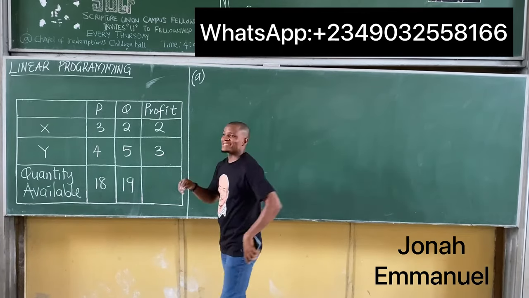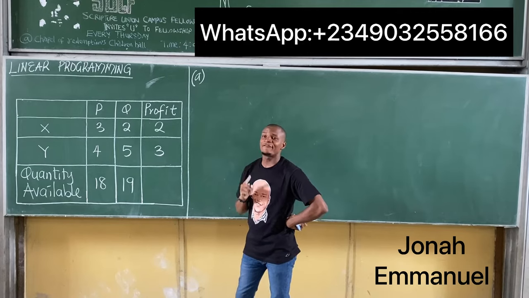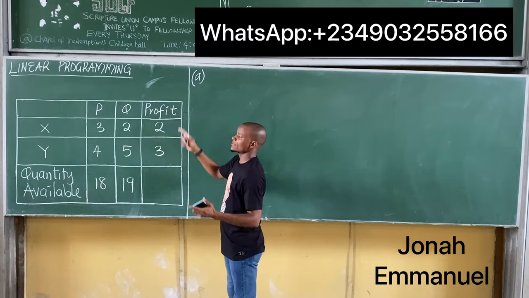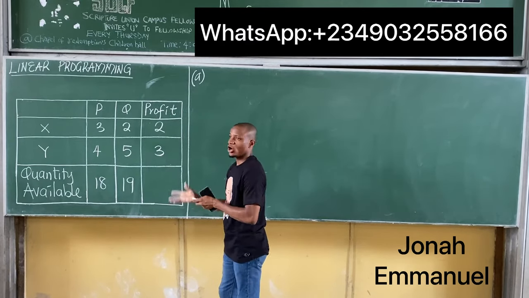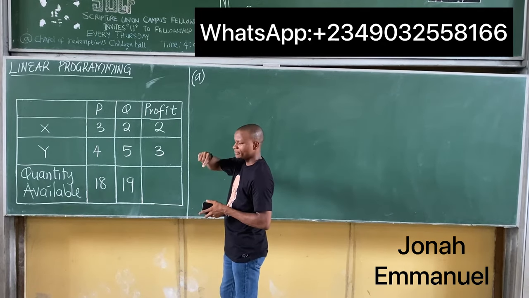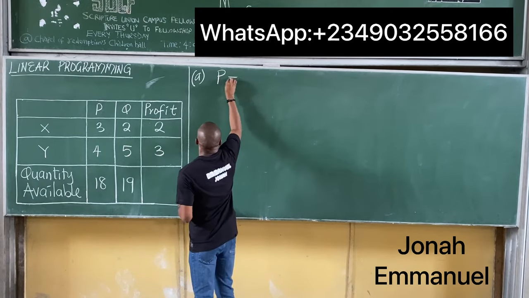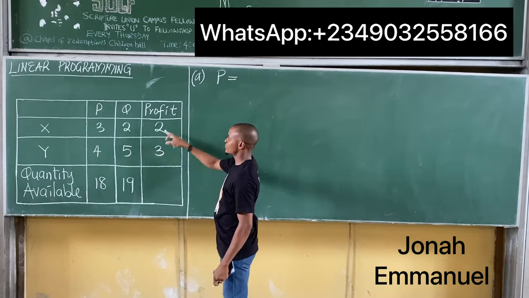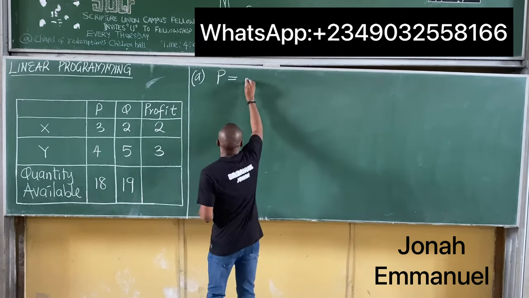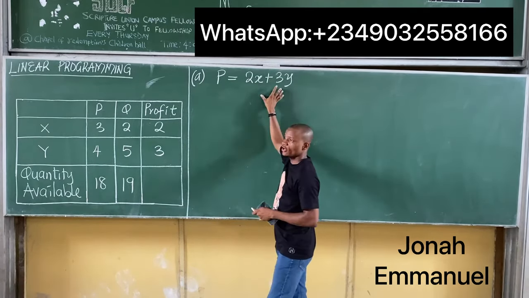For this, what do you do? Look at this. Your first task is to get your objective function. To get the objective function, look out for your profit. If I come to profit here, perhaps they can call profit either Z or P. So my first task is to get the objective function, which is your profit. The profit here, P, in terms of X and Y, is 2 of X and 3 of Y. So P is equal to 2X plus 3Y. This is what is called the objective function.